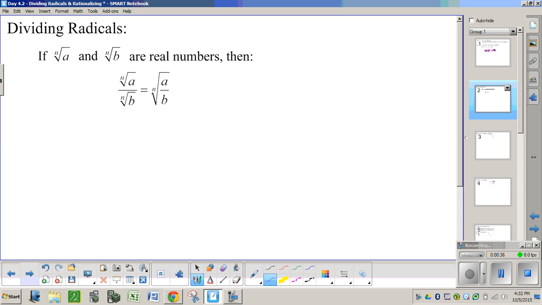Today we're going to talk about dividing radicals. Now, when you divide radicals, if you have the same index value, you can split it up into the square root of the numerator and the square root of the denominator, or you can just divide first and then do the square root. So sometimes it's more beneficial to divide it out first and then simplify using your radicals.